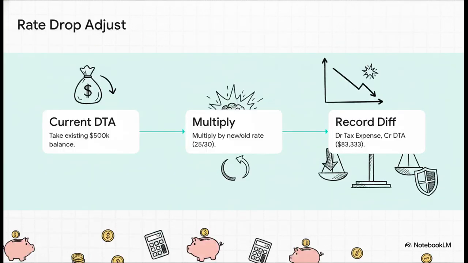And this brilliantly illustrates the adjustment process. To fix it, you simply take your existing balance and multiply it by the new rate over the old rate, so 25 over 30. Let's say you had a $500,000 deferred tax asset. It instantly drops to about $416,667. That difference of $83,333 represents lost tax savings. To record this, you credit the DTA to reduce it, and you debit income tax expense. You are literally writing down the value of your asset because the tax rate drop just made your future deductions way less valuable.